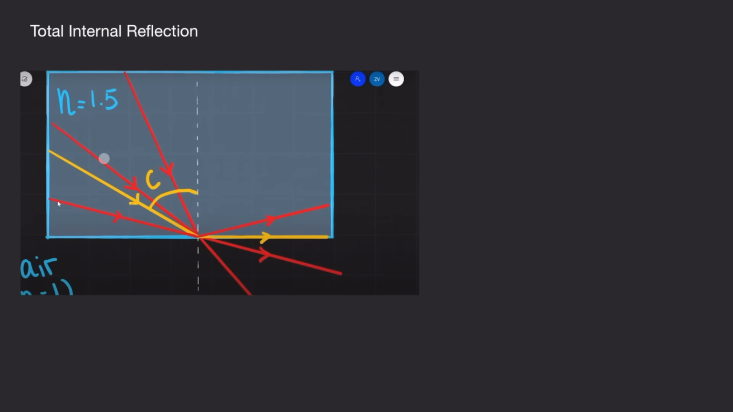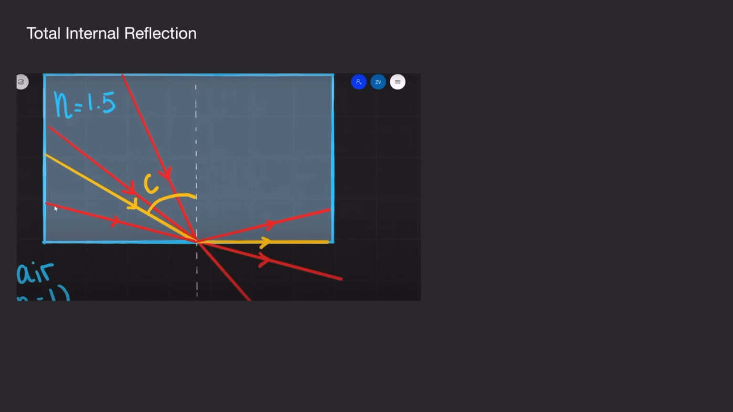We had a glass block, and then we're going from glass, n is equal to 1.5, to air, n is equal to 1. We can go down a few different paths. For instance, if we go down this path, then we're going to emerge a little bit away from the normal and towards the boundary. If we take this path along here, we're going to get a little bit further away from the normal and a little bit closer to the boundary.